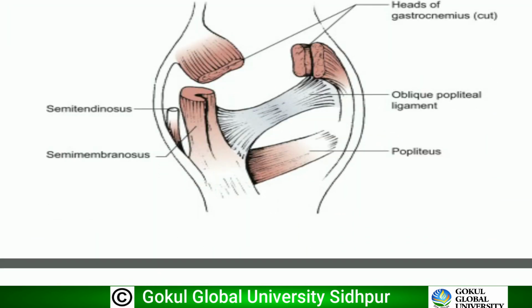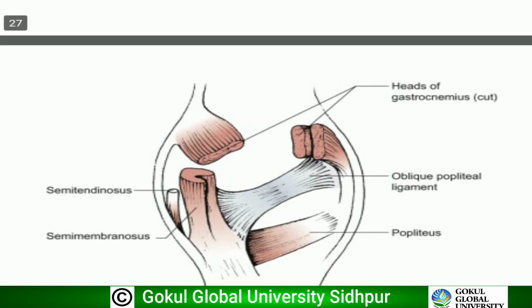This is the oblique popliteal ligament. We can see it is the expansion of the semimembranosus muscle, runs upward and laterally, to the intercondylar area and lateral condyle of the femur. Okay.